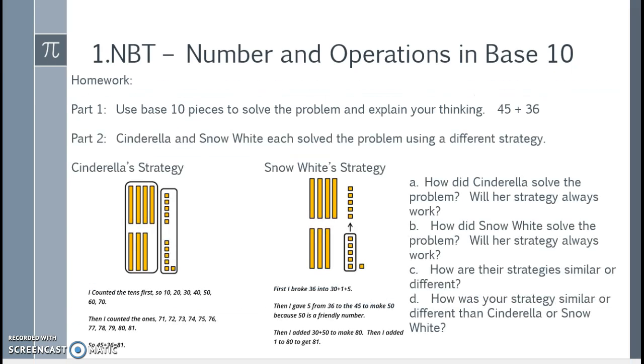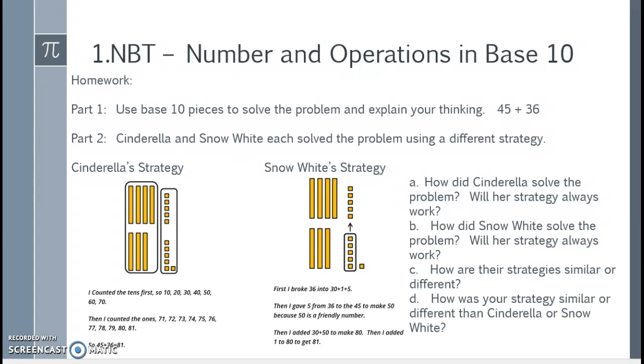Homework. Use base 10 pieces to solve the problem and explain your thinking. So tell me in words what you did. 45 plus 36. Cinderella and Snow White each solved the problem using a different strategy. Take a look at each one of their strategies and then answer the questions A, B, C, and D.